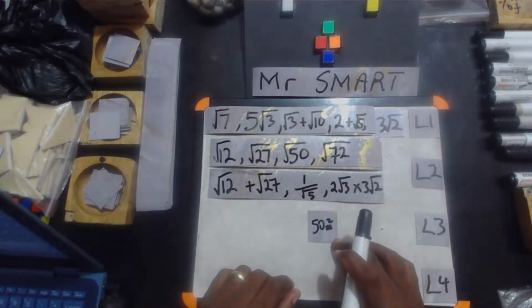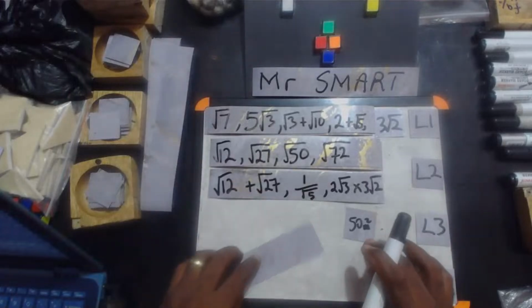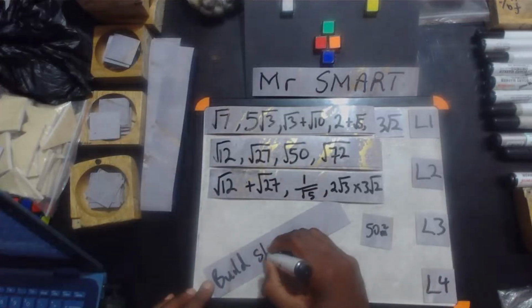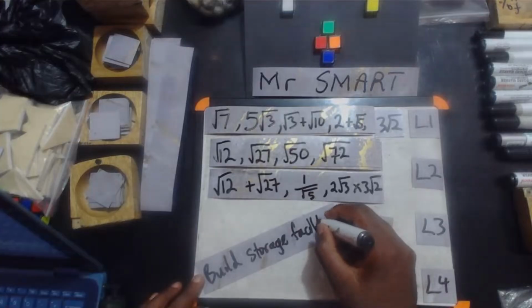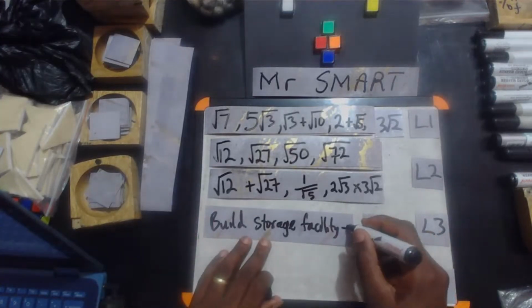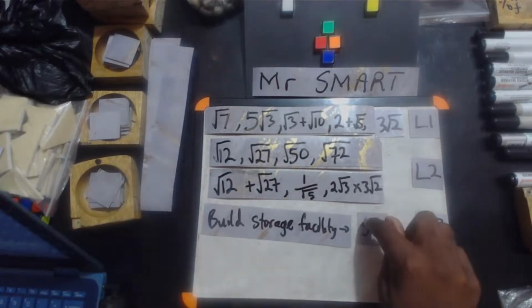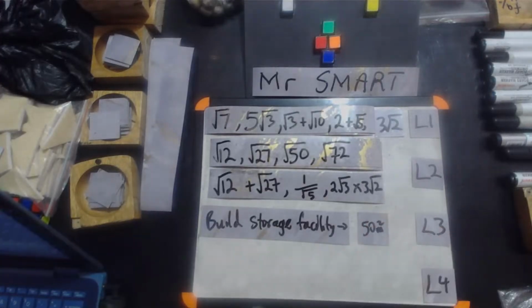So now that we know the fishing community wants to build a storage facility, let's write this here. They want it to be 50 meters squared. For 50 squares to be inside this small space here, what should be the side? Yes, what should be the side? The side will not be a whole number. It will follow the surd.